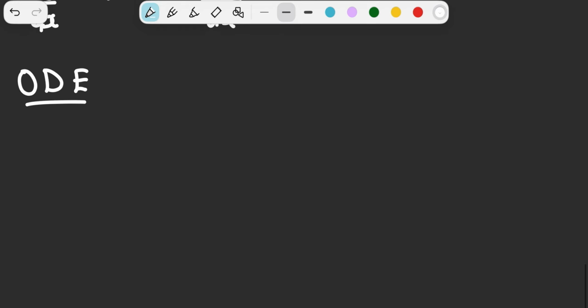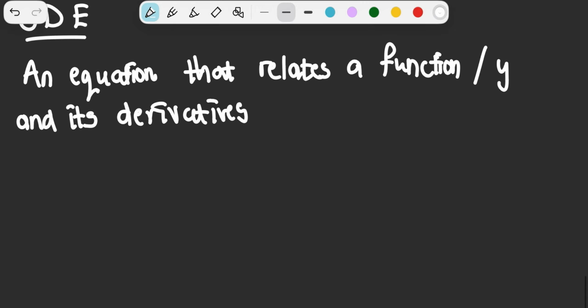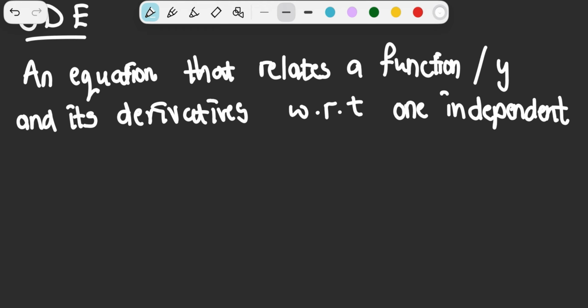Basically, an ODE is an equation that relates a function, or the y value, and its derivatives with respect to one independent variable. So it's ordinary, right? We only have one independent variable. So what do I mean by this?